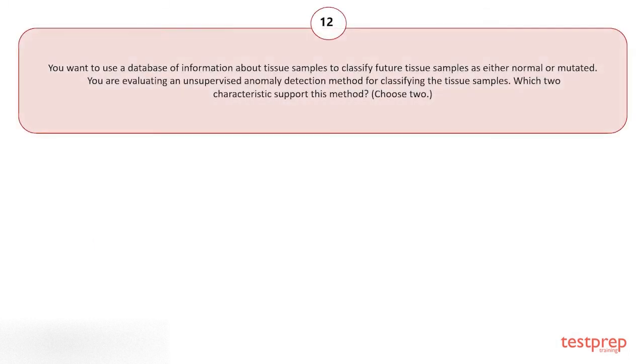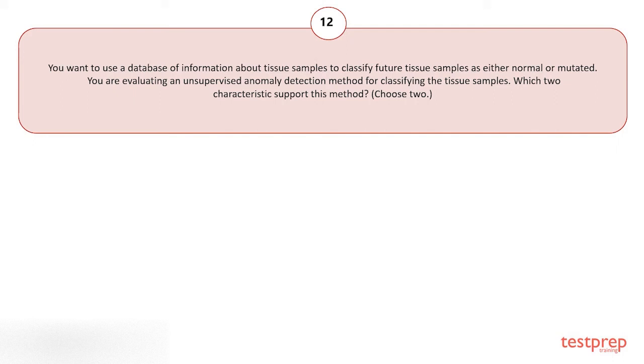You want to use a database of information about tissue samples to classify future tissue samples as either normal or mutated. You are evaluating an unsupervised anomaly detection method for classifying the tissue samples. Which 2 characteristics support this method? Choose 2.